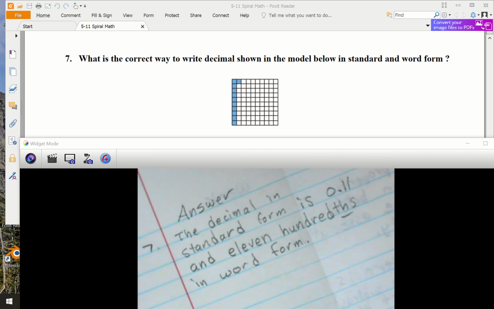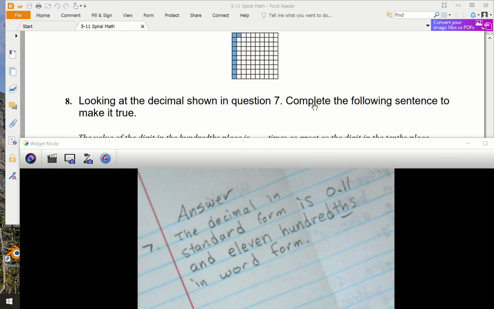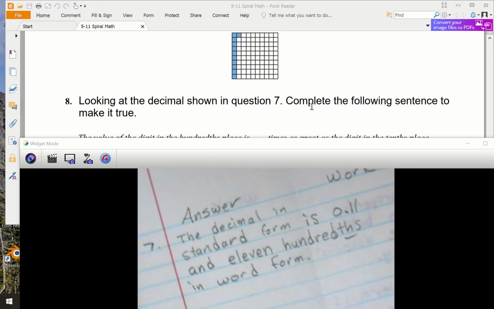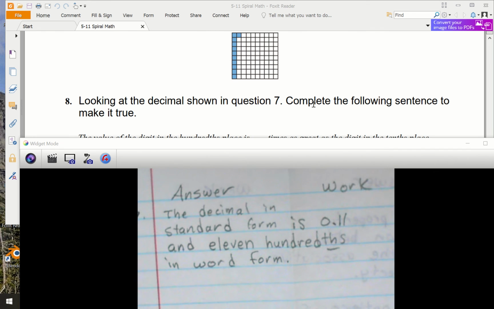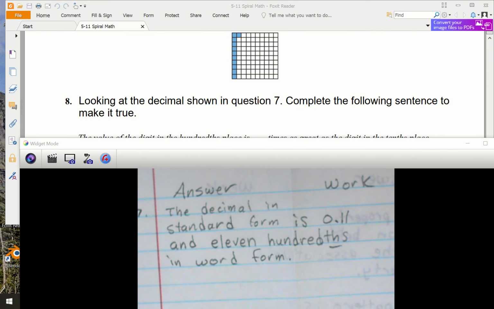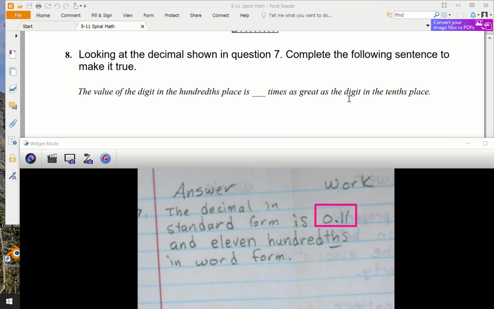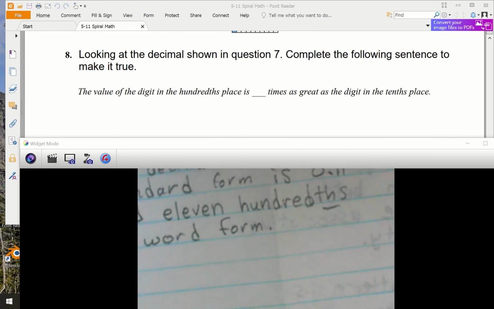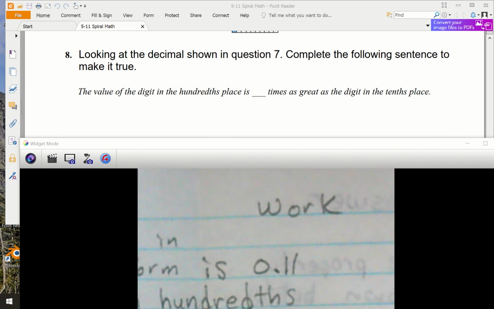Now number 8, we want to look again at the model. It's saying, looking at the decimal shown in question 7. Well, the decimal in question 7, I wrote down here in word form and in decimal form right here, so you can see it. Now we're going to complete the following sentence to make it true about that. So let's take a look. It says the value of the digit in the hundredths place is blank times as great as the digit in the tenths place. Let's do some extreme zoom here so we can zoom in on 11/100ths. I want to look at that to help me figure this out.